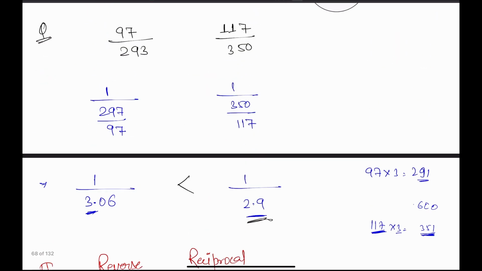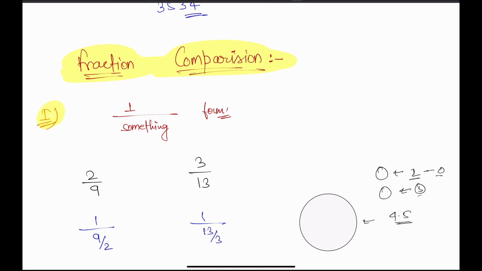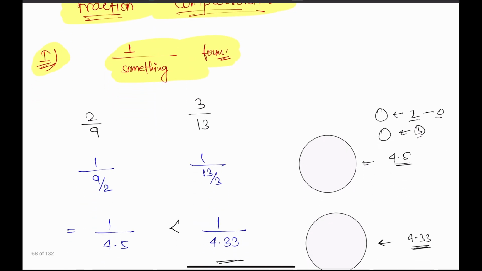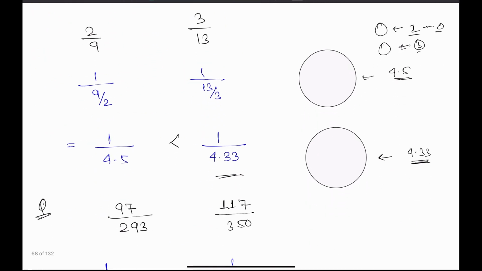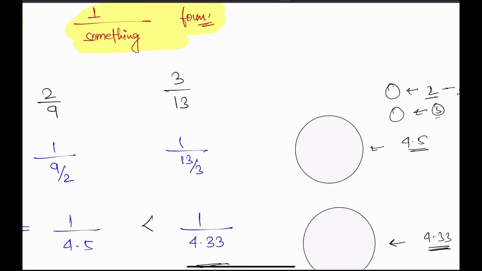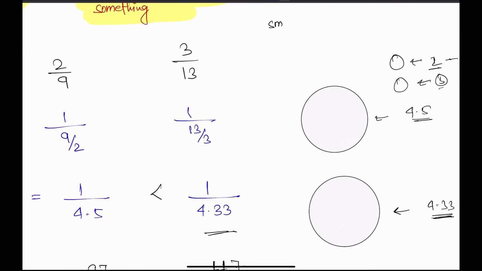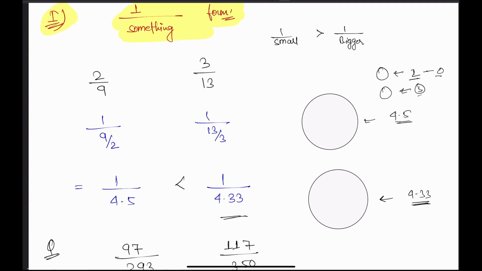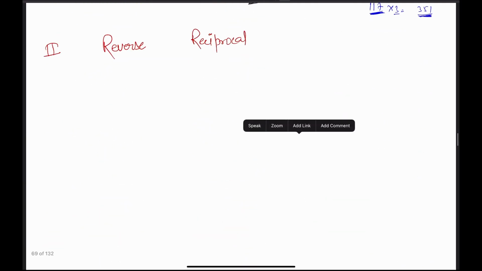Okay, let me highlight these things now. The first part is in the form of 1 by something. In 1 by something form, what will happen? 1 by a smaller number is bigger than 1 by a bigger number. Okay, this is what we understood. In this form, what we are actually doing is reverse or reciprocal. Let's take an example.